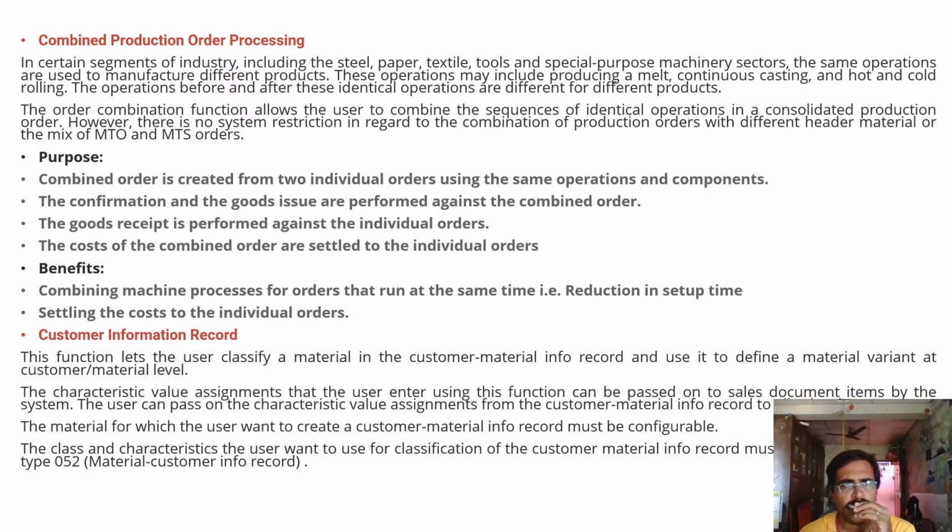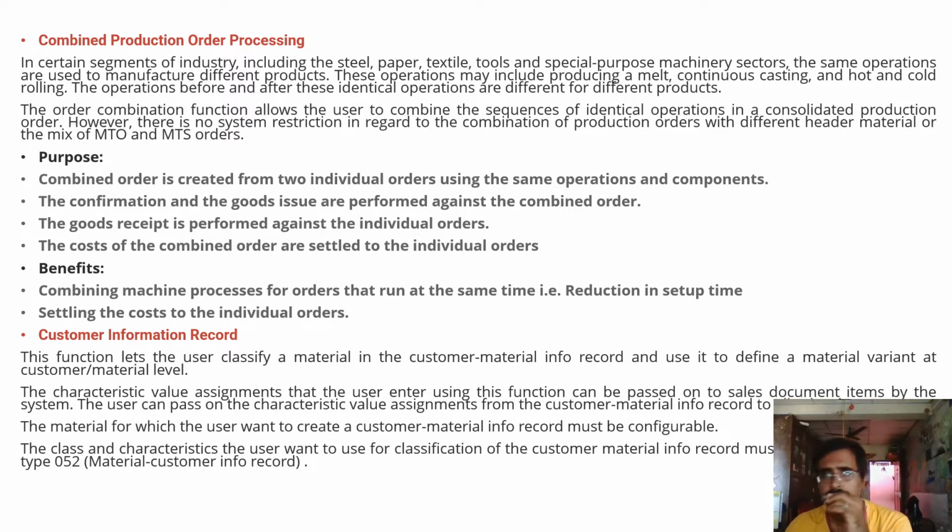In certain segments of the mill industry, including the steel, paper, textile, tools industry, and special purpose machinery sectors, the same operations are used repetitively to manufacture different products. These operations may include producing a melt, continuous casting, and hot and cold rolling, that is steel rolling, right? The operations before and after these identical operations are different for the different products. The operation may be different for different products, but I can say the routine operation is maintained.